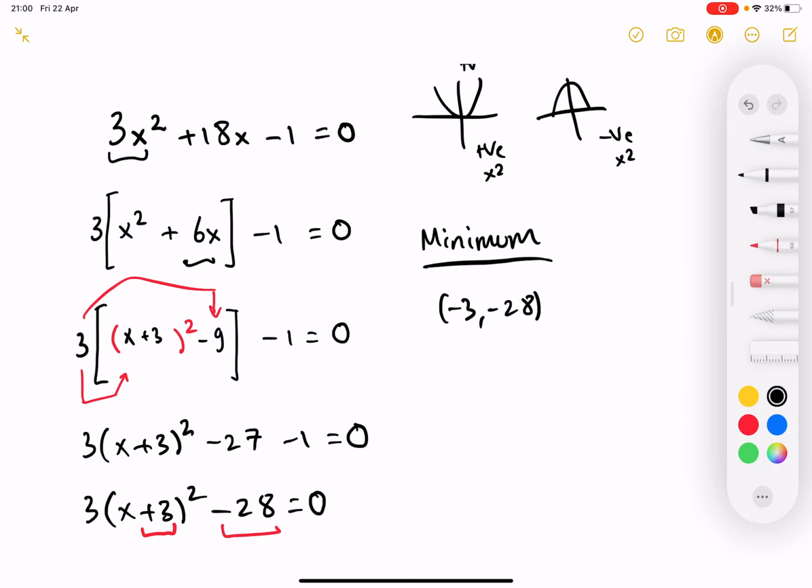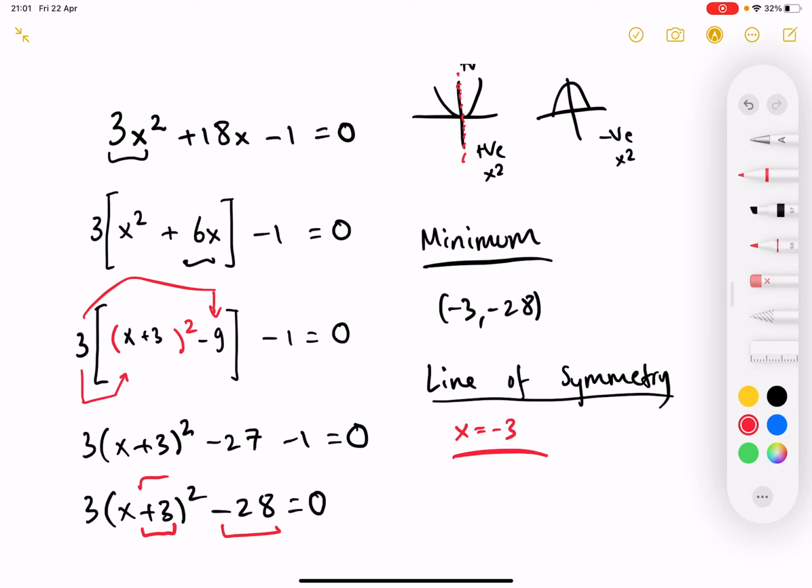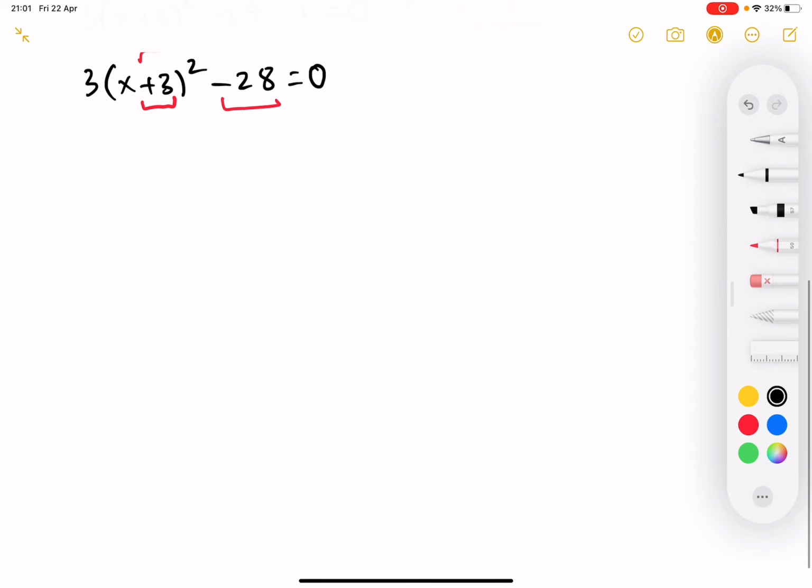And the other thing they might ask is line of symmetry. Now, line of symmetry is just, imagine you were to put a mirror on this particular line, that you would get the exact same shape. In this case, it's always going to be the middle of this graph because quadratics are symmetric. And it's just going to be this value. It's just x is equal to minus 3. And that's it.